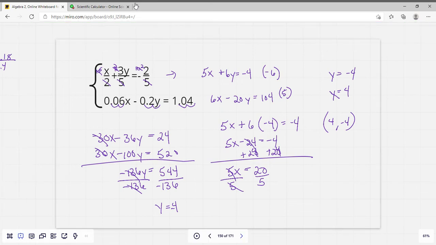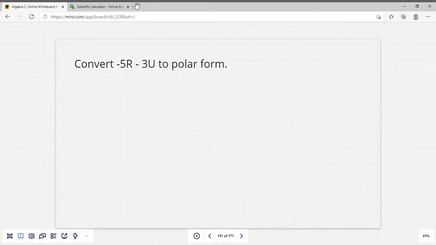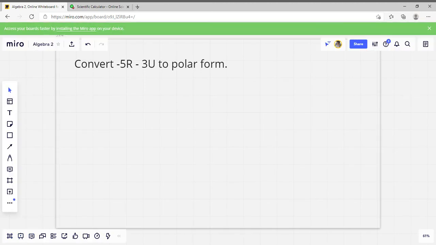All right, pretty easy. Just kind of combining some things we already know how to do. All right, next part is to convert rectangular form to polar form. All right, so here's my rectangular form.